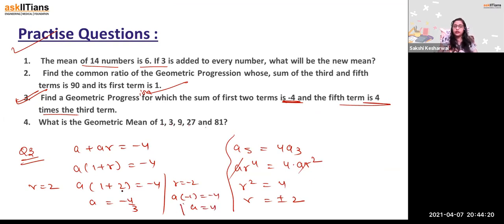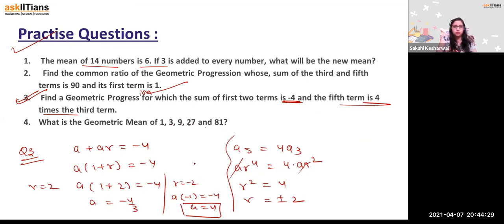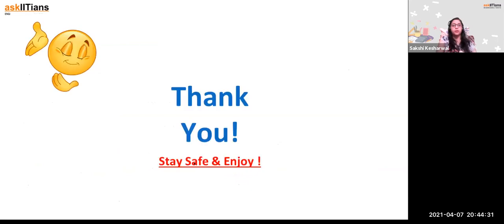So now you've got a and r. Can you get the values of the GP? This is how you have to do it. Now you have the answers over here, right? This is -4 by 3 and a is equal to 4, and you can get the answer like this, right?